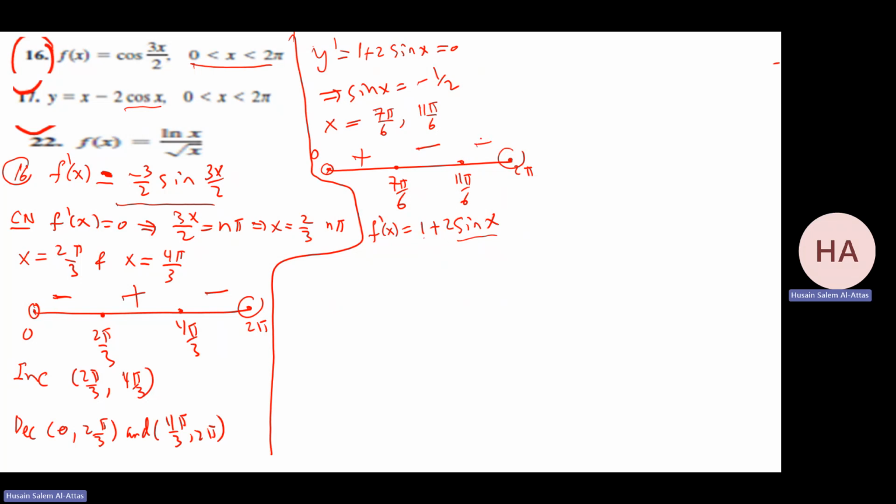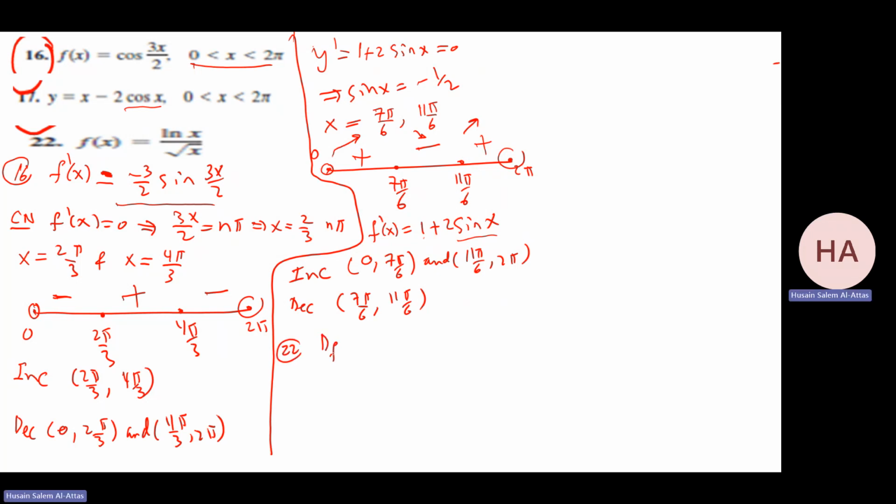So this will be positive. So it's increasing, decreasing, increasing. So I have increasing from 0 to 7 pi over 6, and between 11 pi over 6 and 2 pi, decreasing from 7 pi over 6 to 11 pi over 6. Okay. Now we'll do the next one, 22.